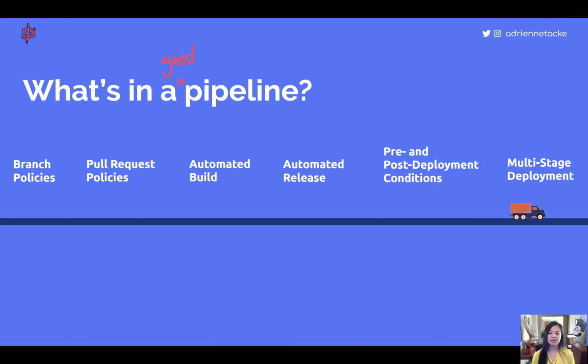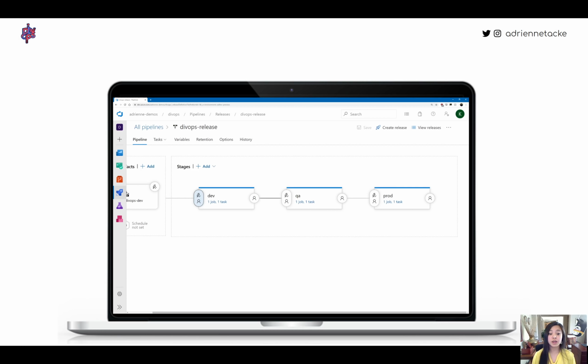And lastly, I've alluded to it, but the very last part of what we think a good pipeline involves is a multi-stage deployment. So in its simplest form, we have something like this. We have a dev stage, a QA stage, and a production stage. And the stages I like to think of as environments. That's the way I have set it up here in Azure DevOps.